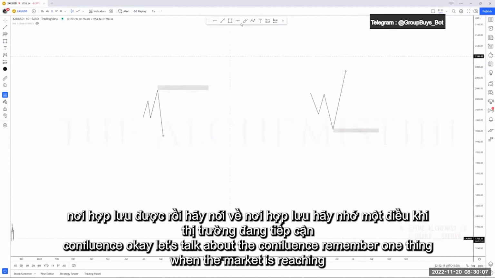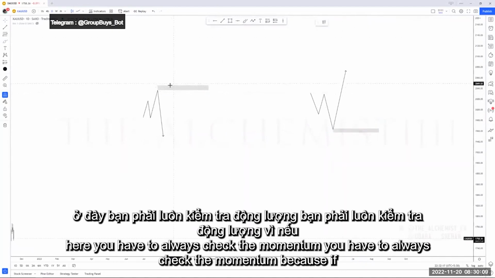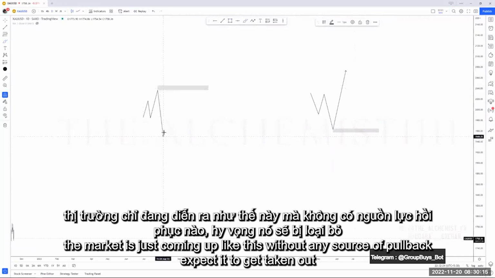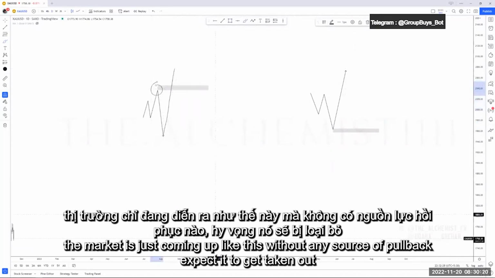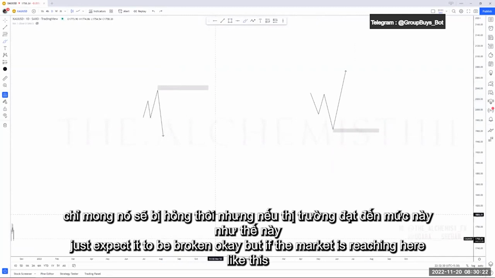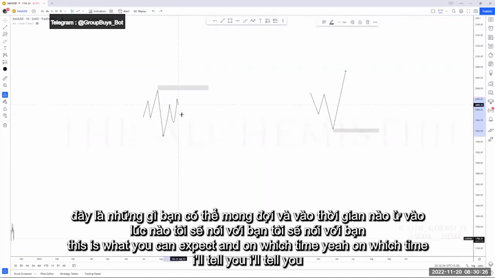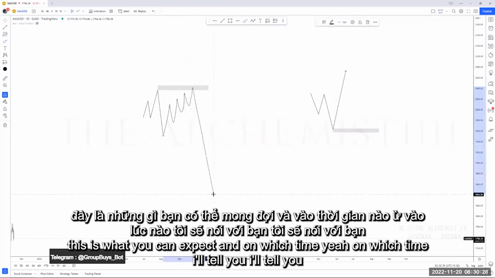Remember one thing, when the market is reaching here, you have to always check the momentum. Because if the market is just coming up like this without any sort of pullback, expect it to get taken out. Just expect it to be broken. But if the market is reaching here like this, this is what you can expect.